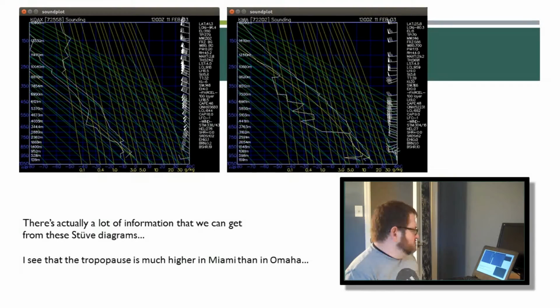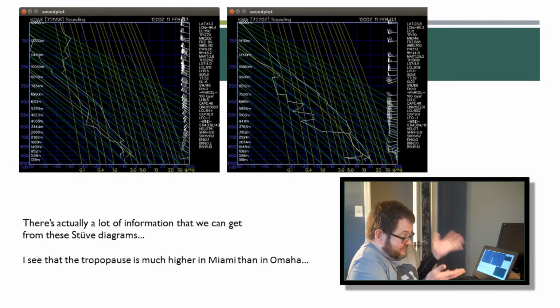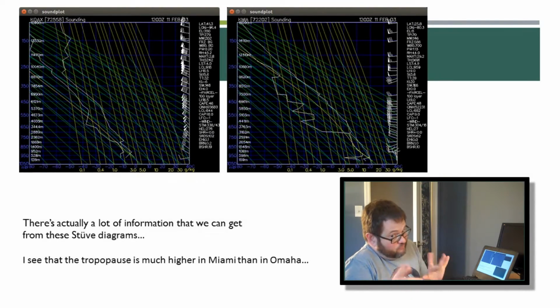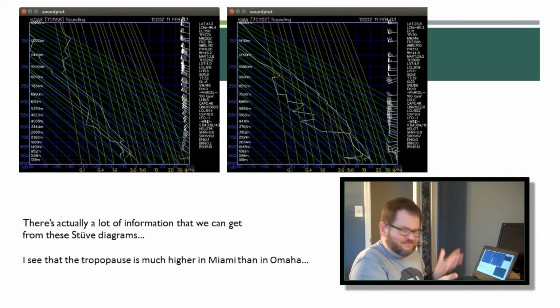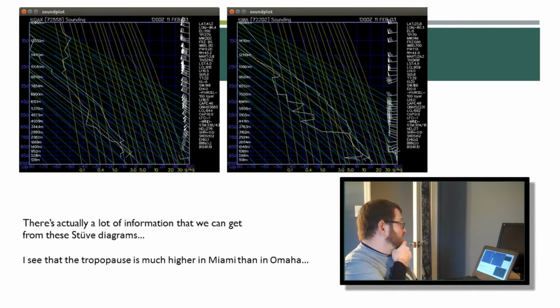I don't want to minimize it. You're going to see I'm going to turn kind of negative on the whole Stuve diagram thing. But right now, in fairness, there's a good old Georg Stuve. He did a great job. There's all kinds of great things I can see on this diagram here. For example, if I just take a look at these two diagrams, remember how we thought that at Omaha, the one on the left, we could see the tropopause at about 275 millibars?